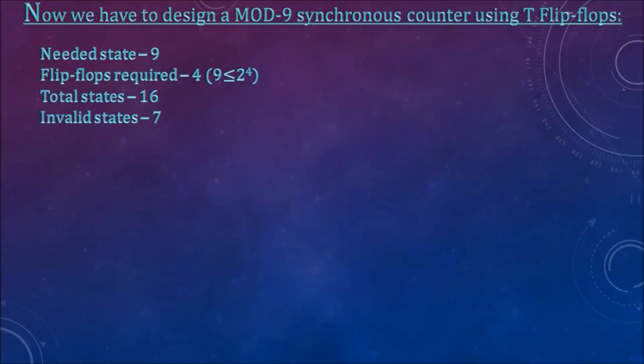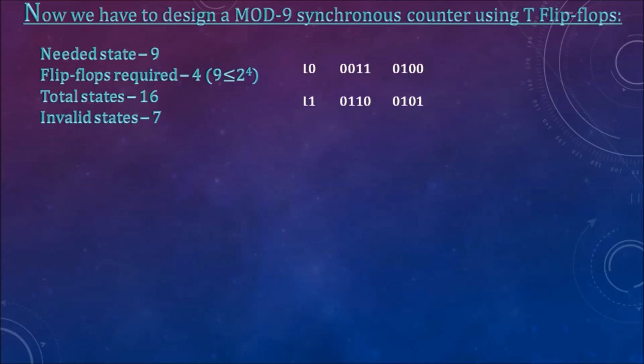There are some requirements or specifications of the Mod-9 synchronous counter. As this is a Mod-9 counter, the number of states needed will be 9. So the flip-flops required is 4, because 9 is less than or equal to 2 to the power 4, but greater than or equal to 2 to the power 3. So we don't take 3 flip-flops, we have to use 4 flip-flops. But for 4 flip-flops, the total states are 16. So invalid states are 16 minus 9 equals 7.